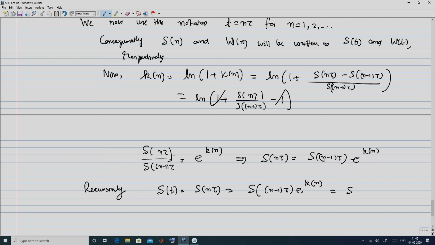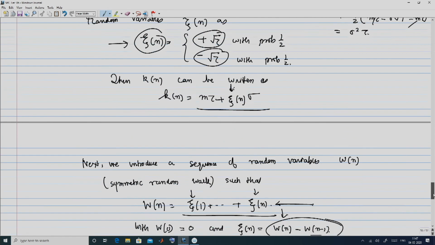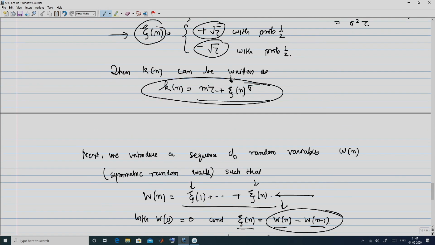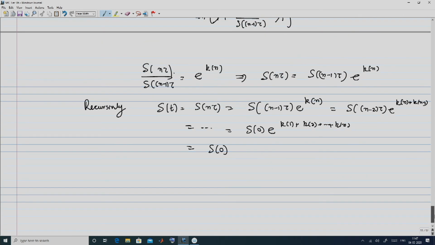This will be equal to S of n minus 2 tau e raised to k n plus k n minus 1, and I will keep doing this until I reach S naught, which is e raised to k 1 plus k 2 all the way to k n. Now, remember my representation of k 1 through k n: I have taken my random variable k n to be written in this form, so I will make use of that. It is m tau plus xi n of sigma.